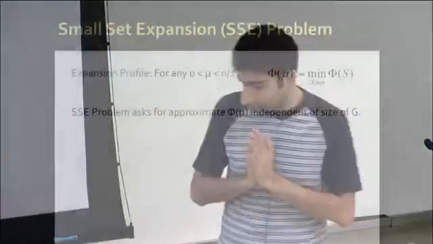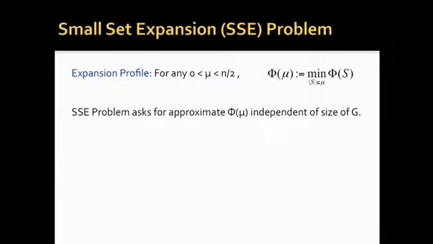Okay, good. So before talking about the proofs or the algorithm, I want to talk about an implication of this result, which is interesting in the theory community. So there's a close connection between this problem and the small set expansion problem. So let me first define the expansion profile of a graph.